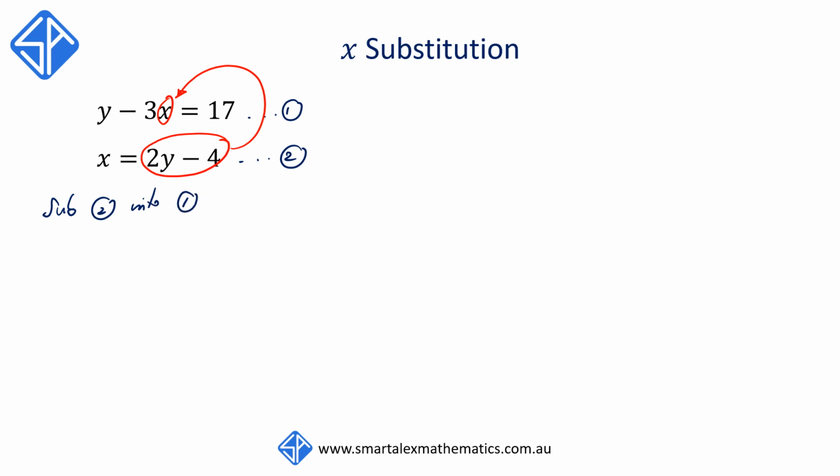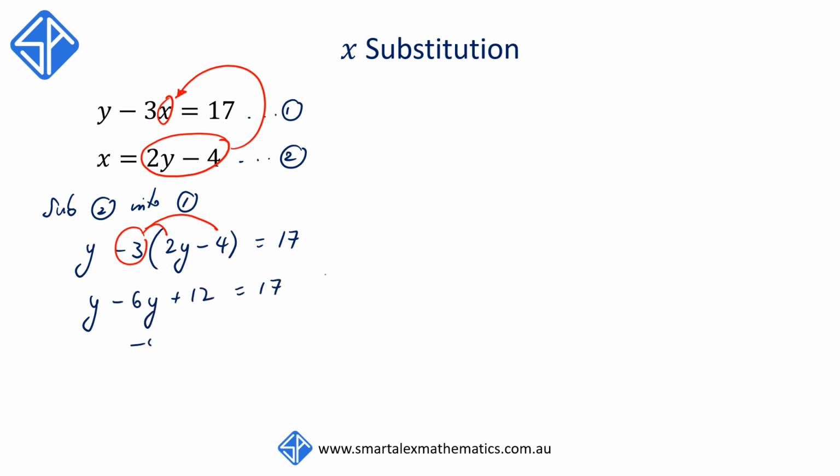So equation 1 now can be written as y minus 3 times, in bracket, 2y minus 4 is equal to 17. Now be careful with the next step, especially with expansion. We need to remember to multiply the negative 3 to every single term inside the bracket so that we get y minus 6y plus 12 is equal to 17. Negative 5y plus 12 is 17. Negative 5y is equal to 5, and therefore y is equal to negative 1.